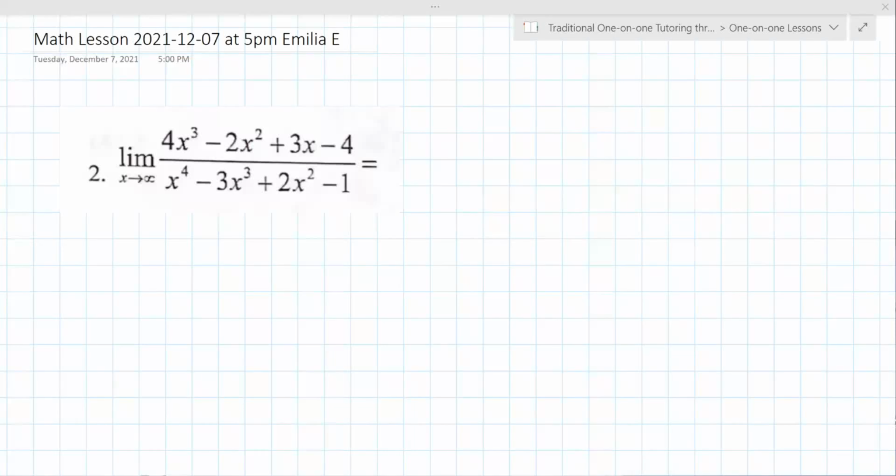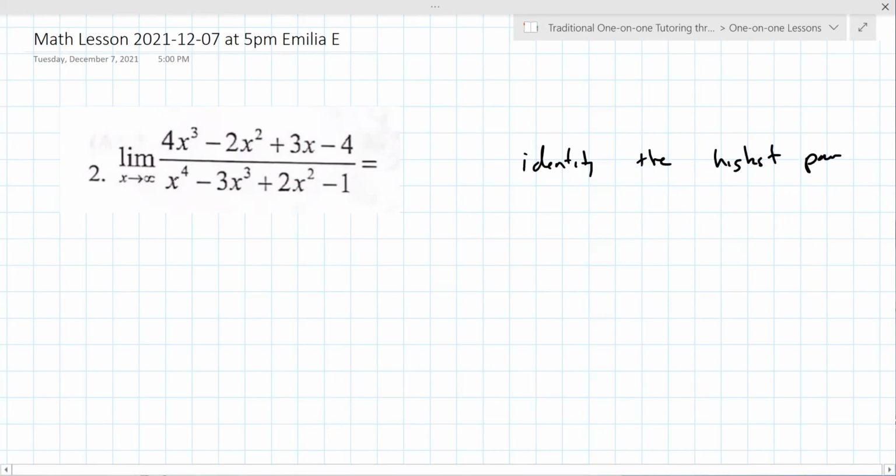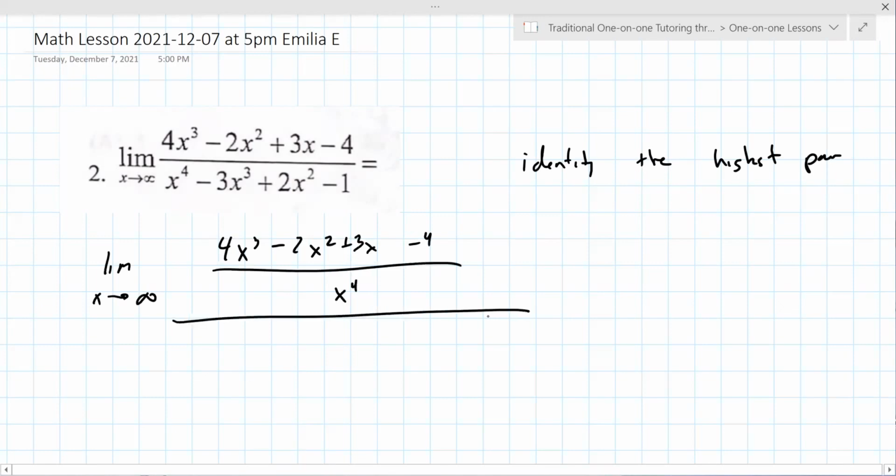You're seeing my screen, you see the limit as x approaches infinity of this rational function here. There is a shortcut here, with some rules, but to do this correctly, you're supposed to identify the highest degree term, the highest power, and you divide everything by that. The full way to do this is to divide the numerator by x to the fourth, and the denominator also by x to the fourth.